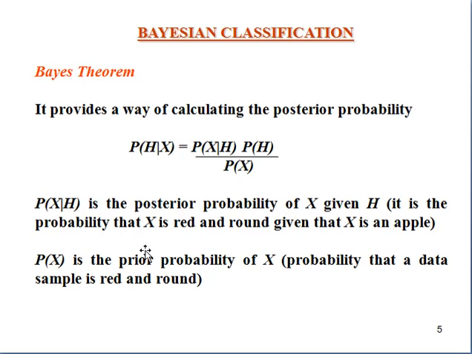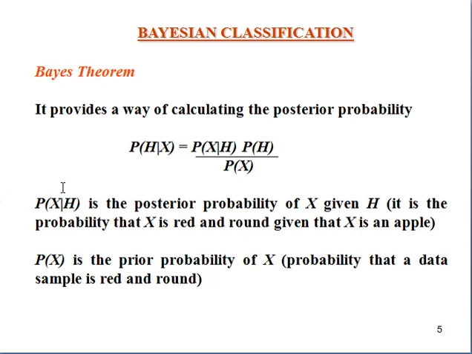The Bayes theorem is basically built on these prior and posterior probabilities, and it provides a way of calculating the posterior probability. It can be given by this expression: the probability of h given x, which is our posterior probability, is calculated by the probability of x given h times the probability of h, divided by the probability of x, right? If we use this expression, we can calculate the posterior probabilities.